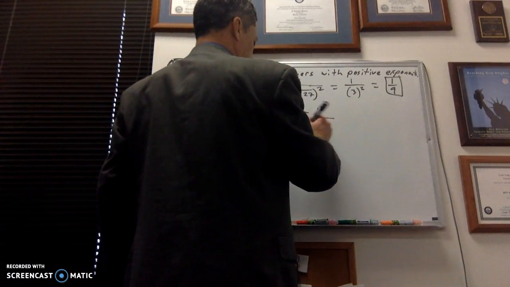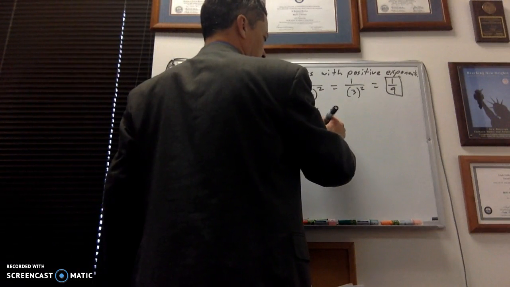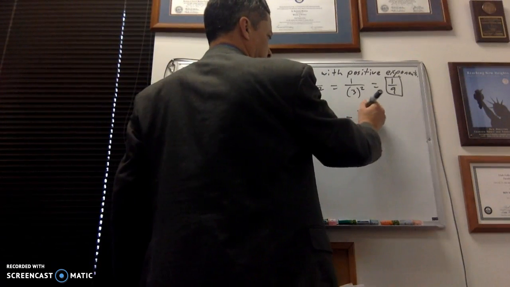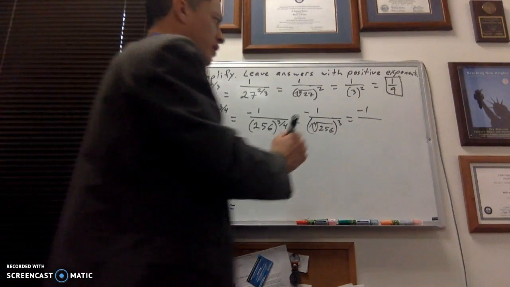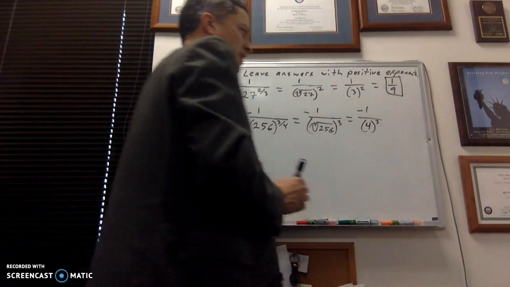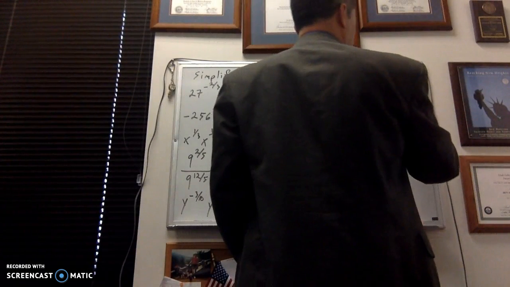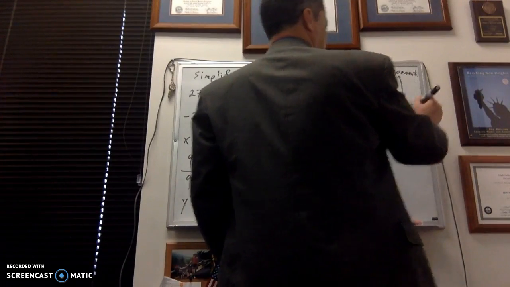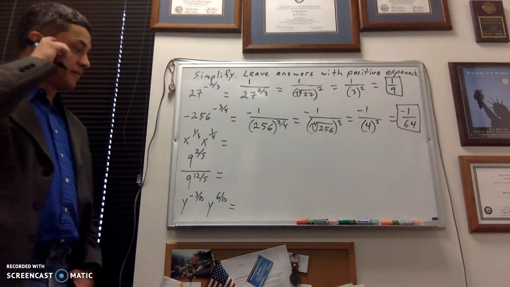Okay? So now, we'll take the fourth root of 256 and then raise that to the cube power. The fourth root of 256 is 4, which I'm then going to cube. So negative 1 over 4 cubed is negative 1 over 64. That guy's done. So, let's take a look at the next one.